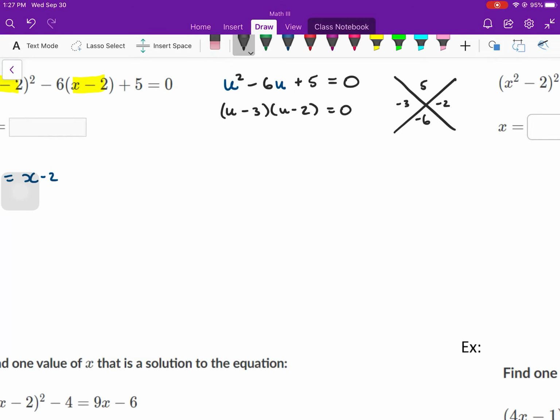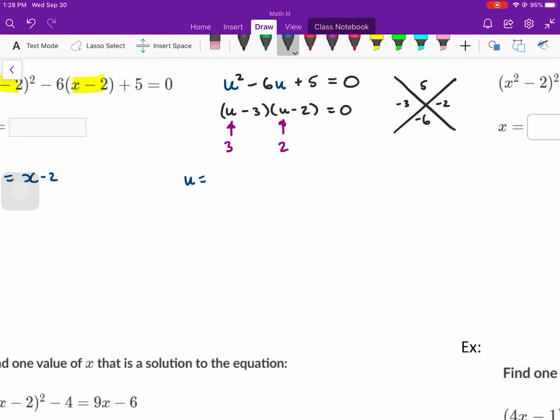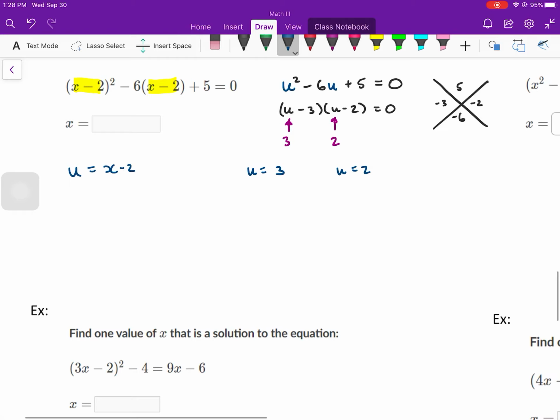So u is going to equal two things here. What's going to make the equation true? Well, if u was 3 and if u was 2. Problem is, we want x to equal something. We want to figure out what x equals. Well, we know that u is x minus 2, so why don't I take that and plug it back in for the u?